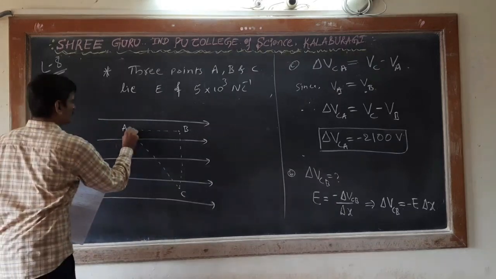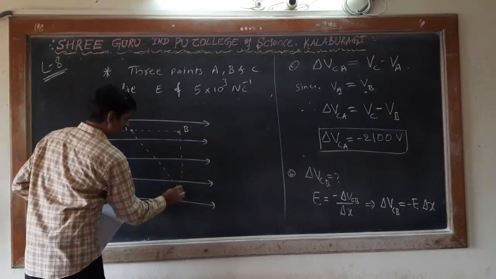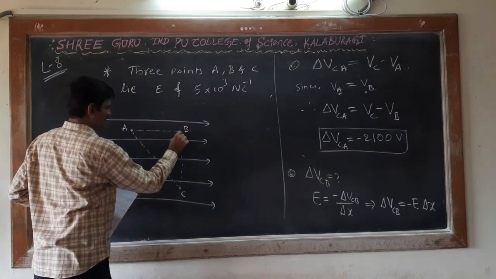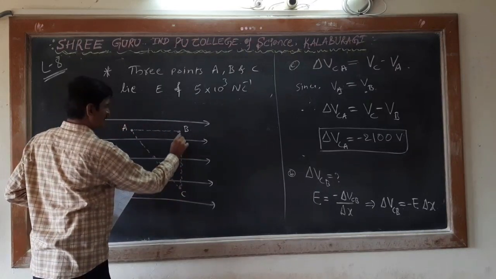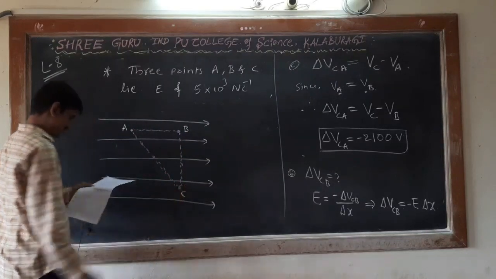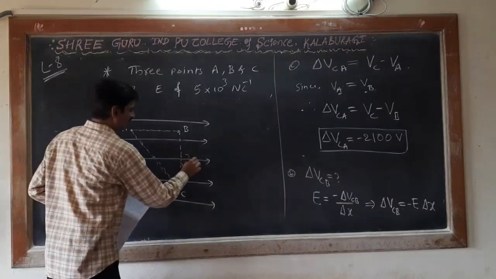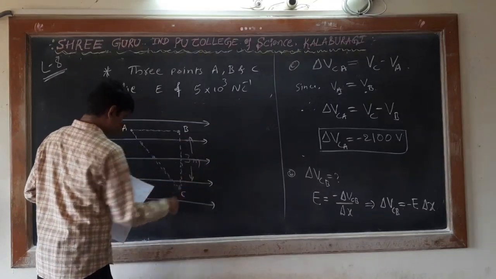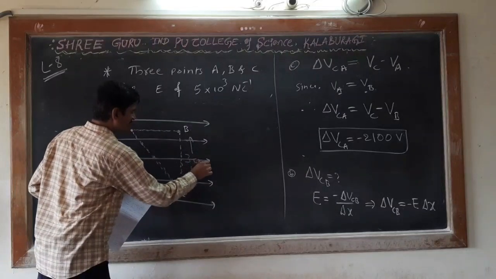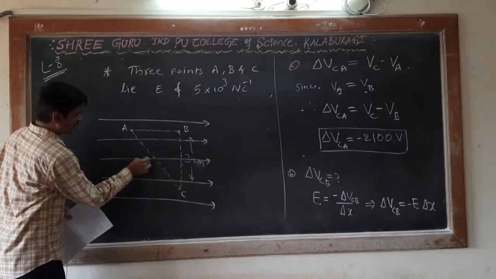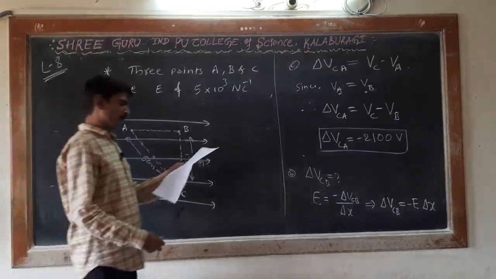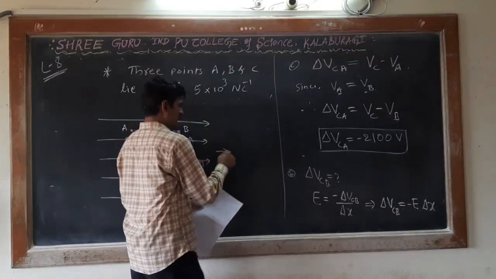Draw the diagram. This is point A, this is point B, this is point C, and these two are vertical. Further, they are given this as 3 centimeter, and this has 5 centimeter. Solve on your own. You only solve. This is homework.